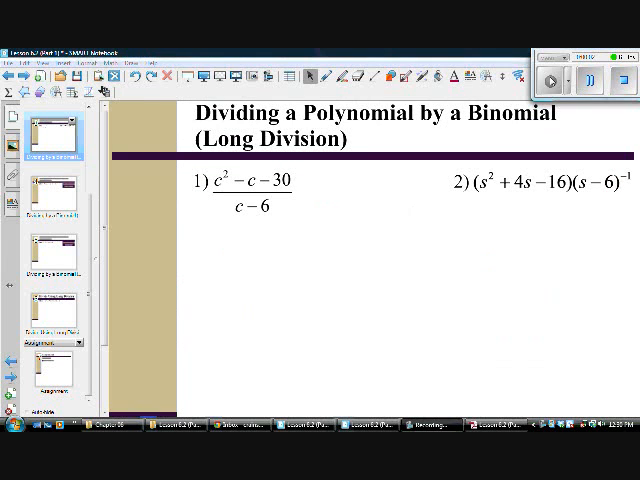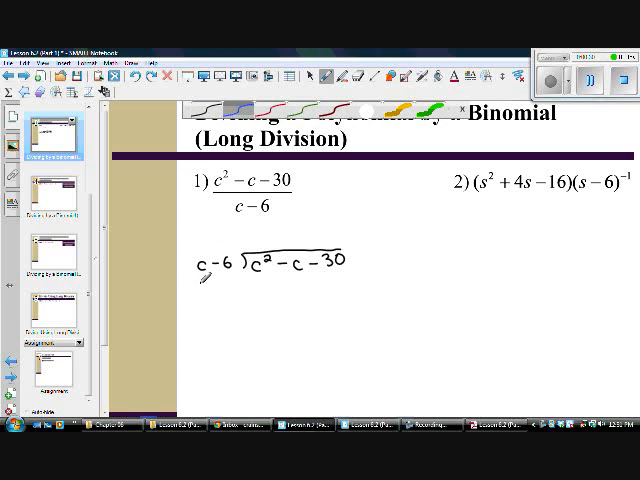So for these examples, we're going to look at how to divide a polynomial by a binomial using long division. So we see in the first example, we have c squared minus c minus 30 divided by c minus 6. So the first thing that you want to do is set it up as a long division problem. So the c squared minus c minus 30 goes in the long division bar, and then our c minus 6 goes on the outside. Now what we want to do is first look at how many terms we have. And we see that we have 2 terms, so go over 2 terms.